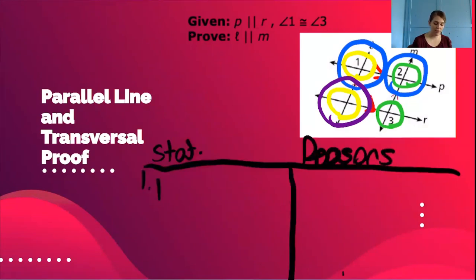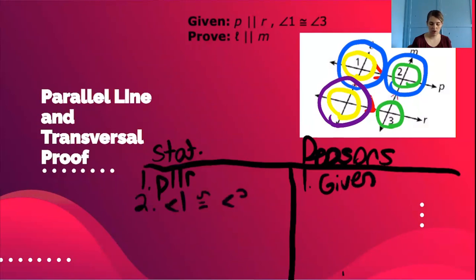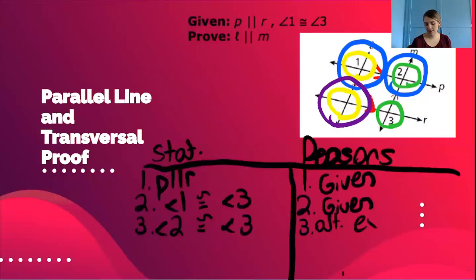First, I'm going to list our givens. So we know that P is parallel to R, and that angle 1 is congruent to angle 3. We then said that angle 2 is congruent to angle 3, because of the alternate exterior postulate.